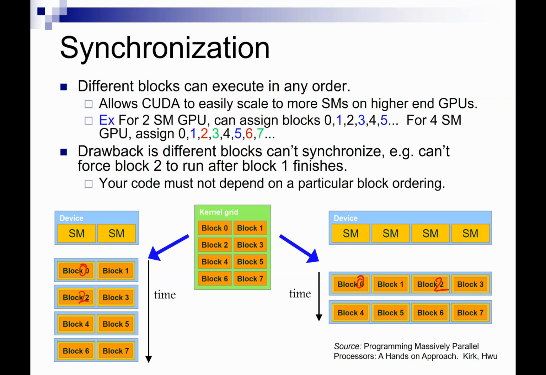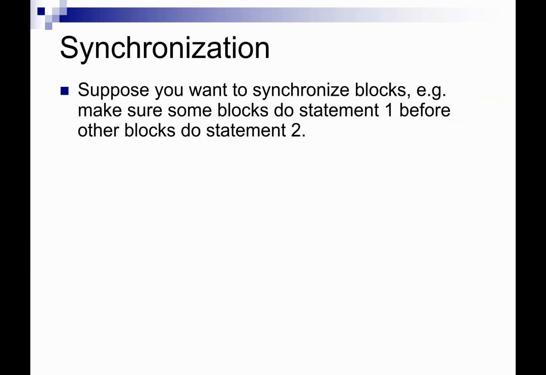So your code cannot say that I'm going to wait for thread block 0 to finish some computation to produce some output, because I need to use that output. There cannot be that dependency. So this is one example where it's hard to do synchronization on the GPU. You cannot synchronize between blocks.